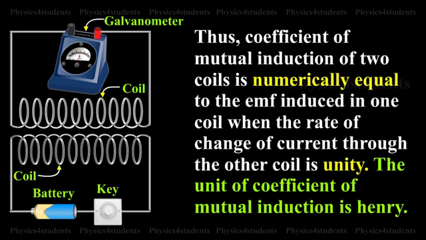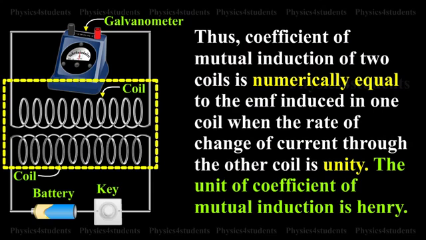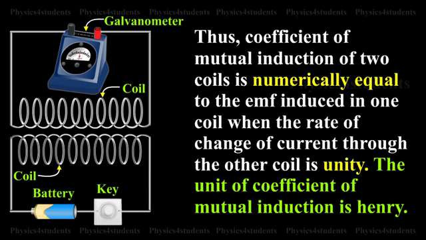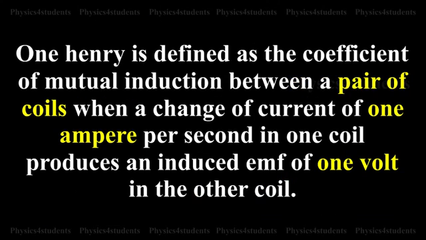Thus, the coefficient of mutual induction of two coils is numerically equal to the EMF induced in one coil when the rate of change of current through the other coil is unity. The unit of coefficient of mutual induction is Henry. 1 Henry is defined as the coefficient of mutual induction between a pair of coils when a change of current of 1 ampere per second in one coil produces an induced EMF of 1 volt in the other coil.